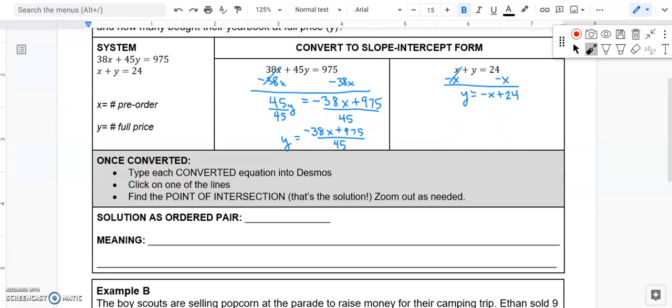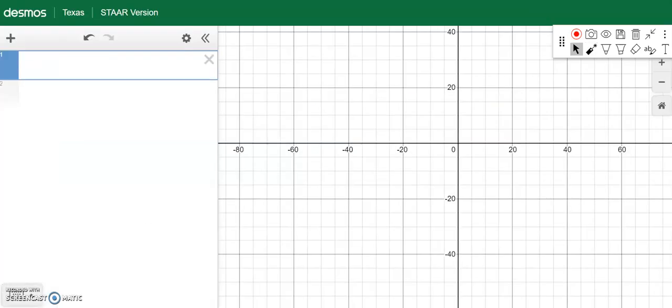So we're going to type the converted equation into Desmos. We're going to click on the lines and we're going to find the point of intersection, okay? Because where they intersect is the solution to both equations, and the solution to both equations is the solution to a system. Remember, systems make equations true, okay? It tells us that that point actually is on that line. It's part of that data set. So we're going to jump into Desmos real quick and look at what this looks like.